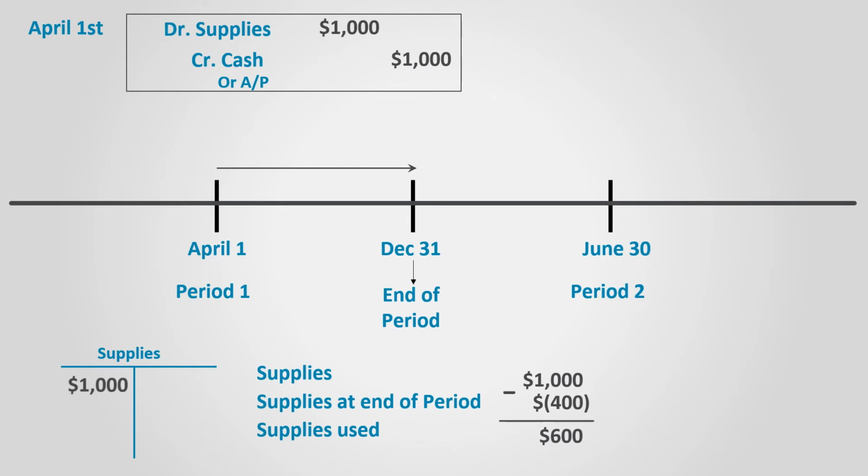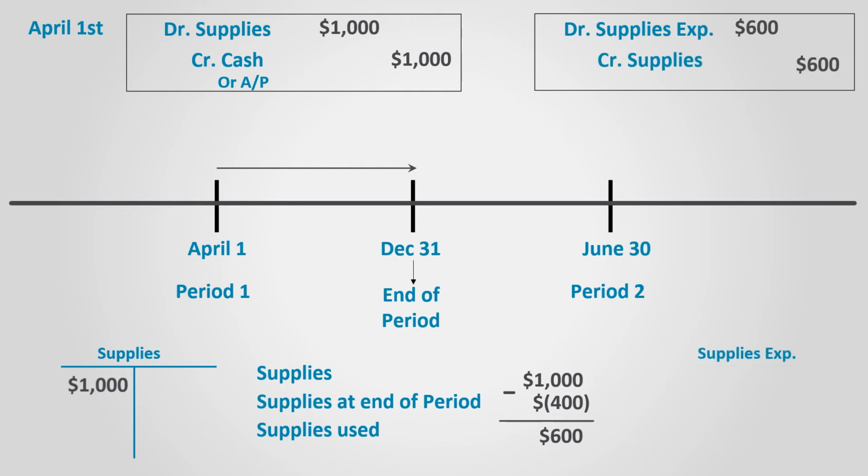This means that there is $600 of supplies expense that should be recognized by debiting the supplies expense account. At the same time, we need to adjust the supplies balance to reflect the physical count. This is done by crediting the supplies account by $600. After posting, the supplies expense account's balance is debited by $600 and the supplies account shows a debit balance of $400.